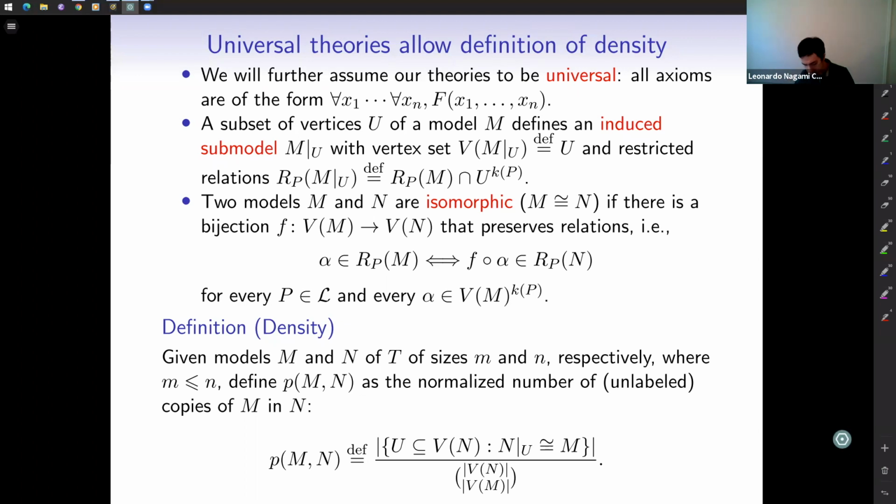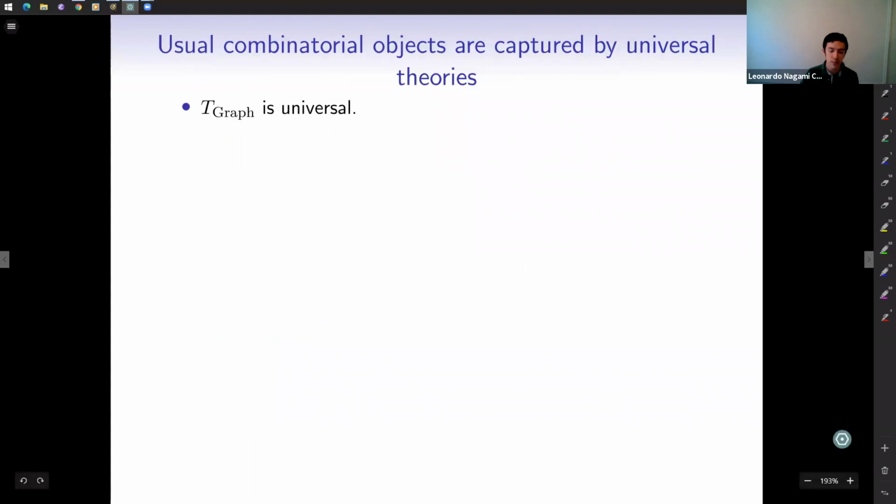Okay, so let's give some more examples of universal theory. So we saw the theory of graphs, and if you recall the axioms, we only use universal quantifiers. So that theory was universal.